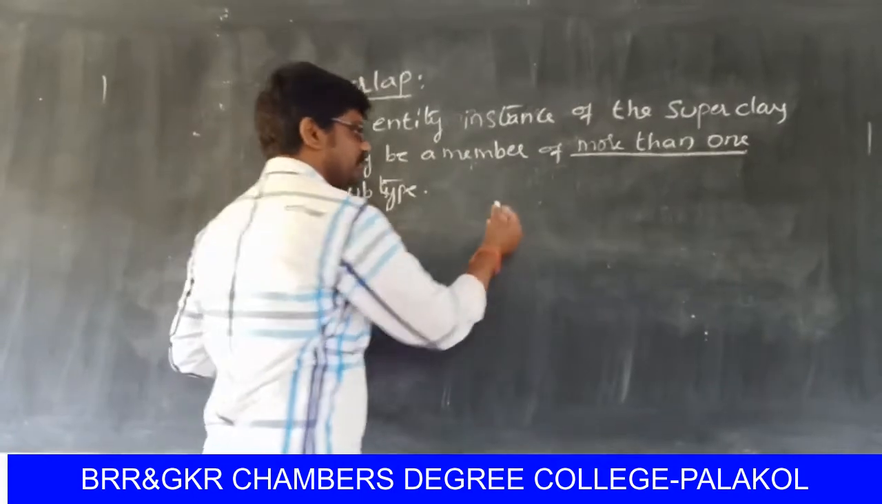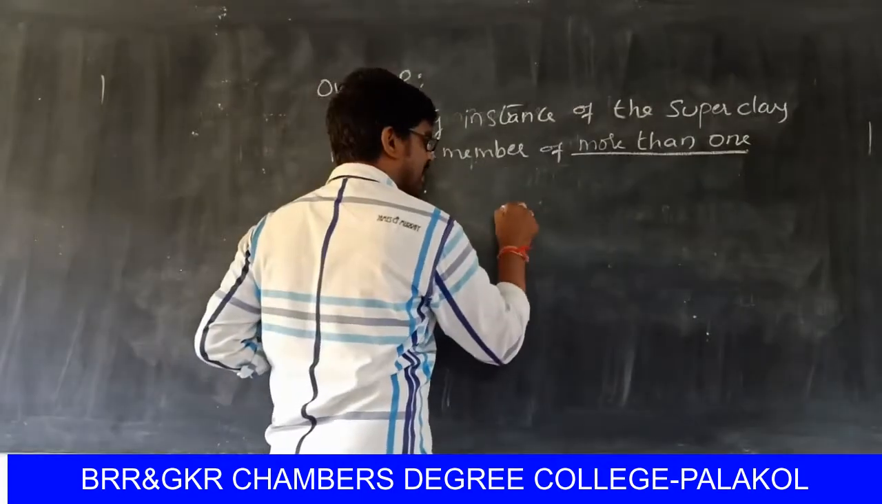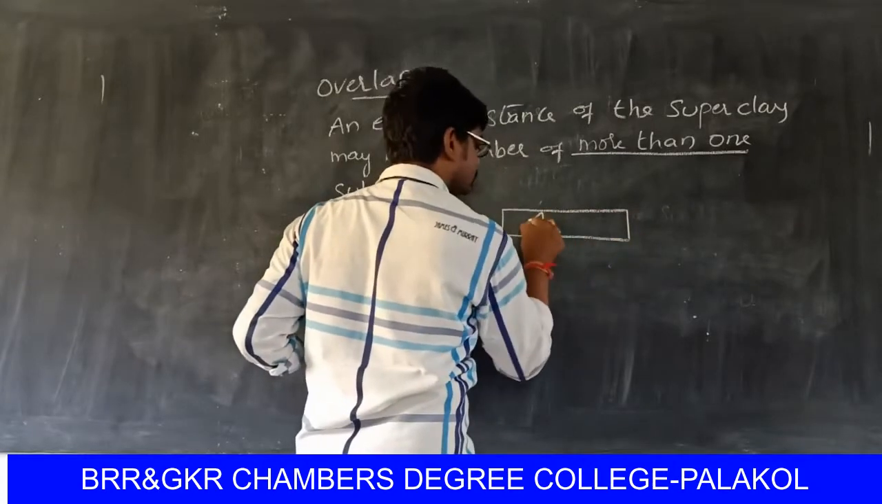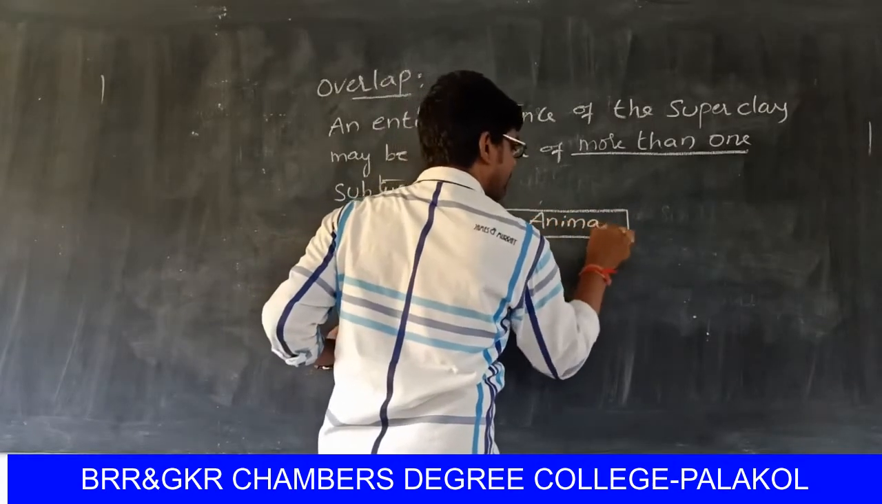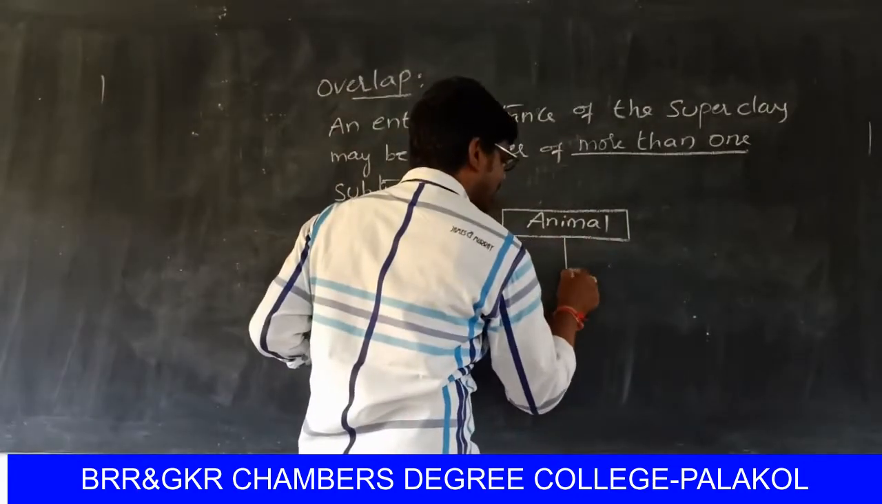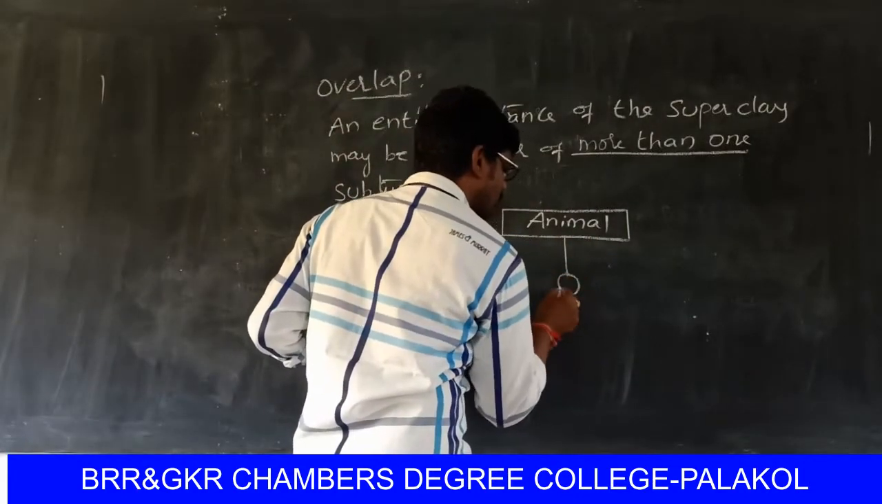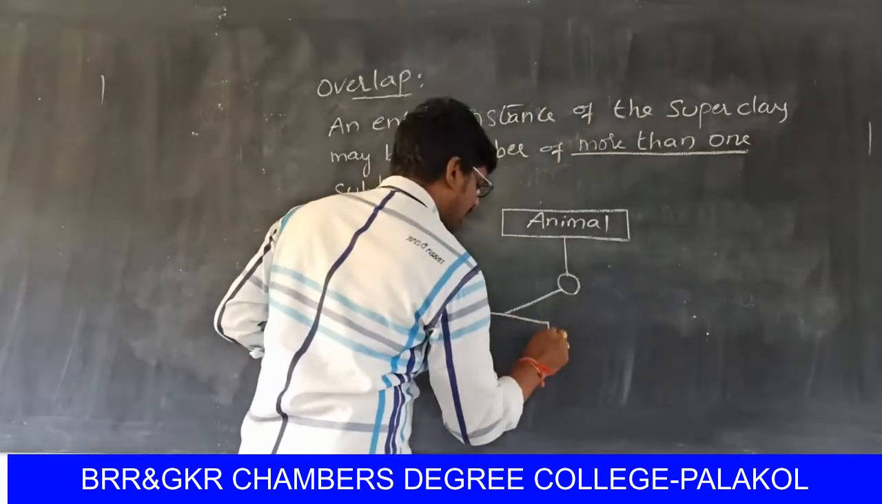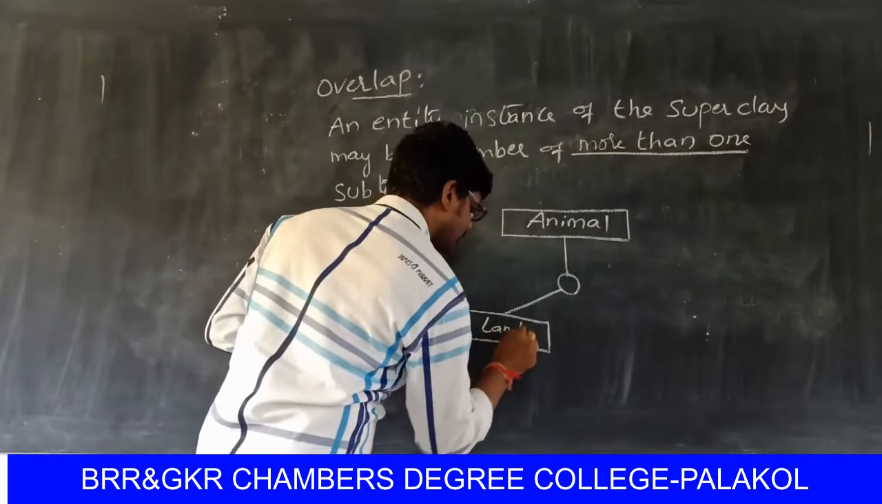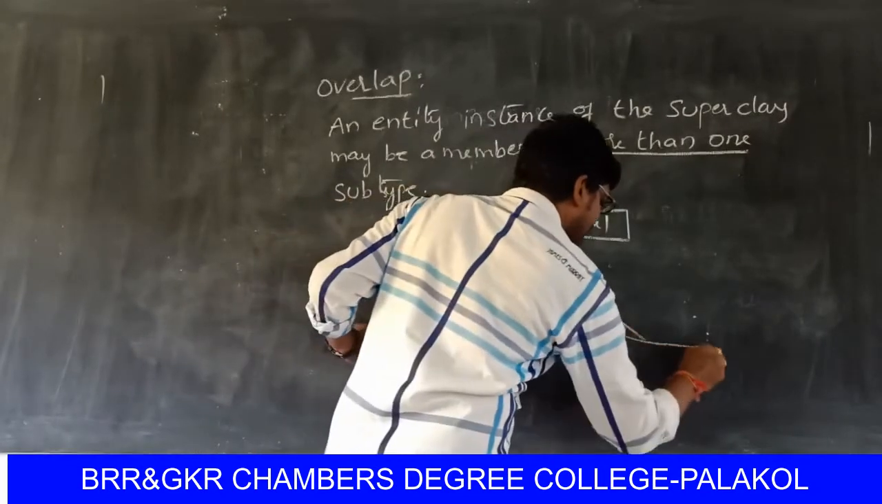For example, I am taking an entity animal. The animal can be specialized into land animal and water animal.